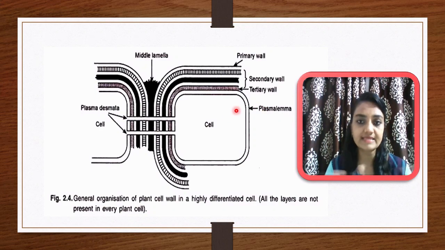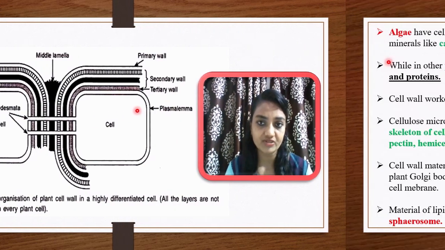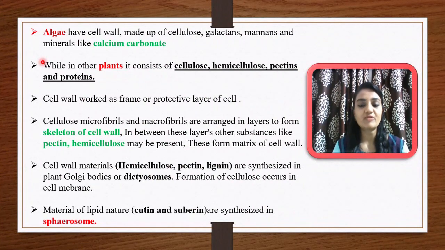Okay, so by this way, all cell wall will be arranged on the cell. Now let me discuss the different types of cell wall present in different kinds of organisms. First of all, algae have a cell wall made up of cellulose, galactans, mannans and minerals like calcium carbonate. So different types of organisms will have different compositions in their cell wall.